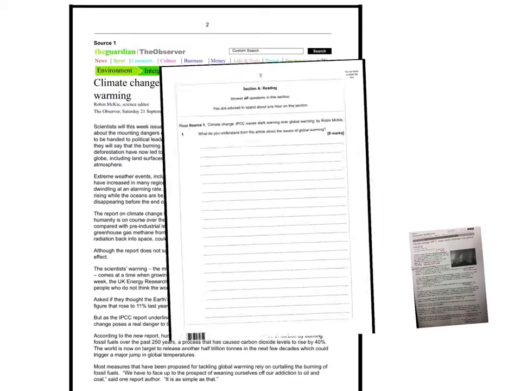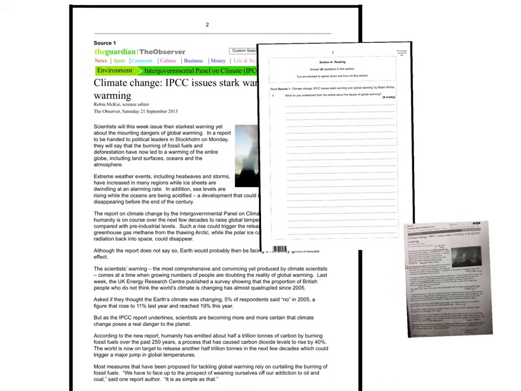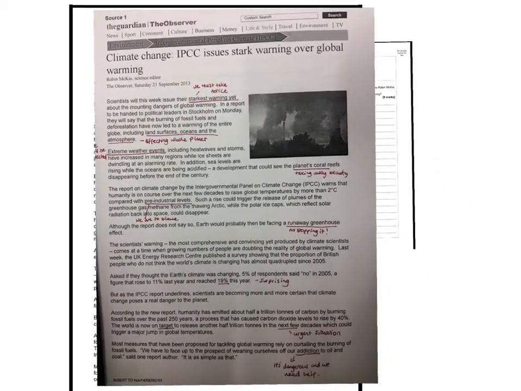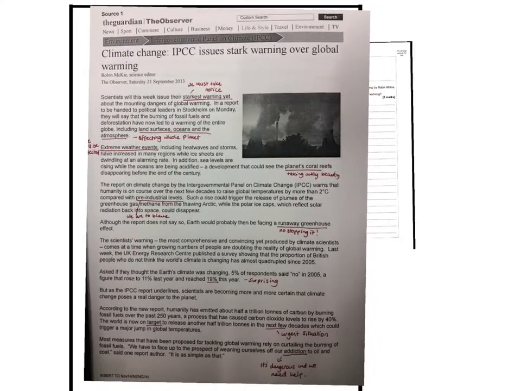So with that in mind, what we need to do is read the article again, and this time you're going to underline anything that seems important to your understanding of the issue of global warming. So what I've done here is I've underlined several points that I could perhaps use as a quote, and I've annotated what that means to me, just to show that I'm able to make inference from what I've read, because as you'll see in a minute, that's a really important part of the mark scheme for this question.